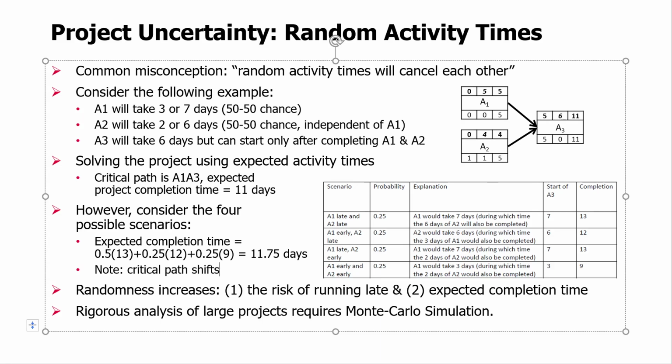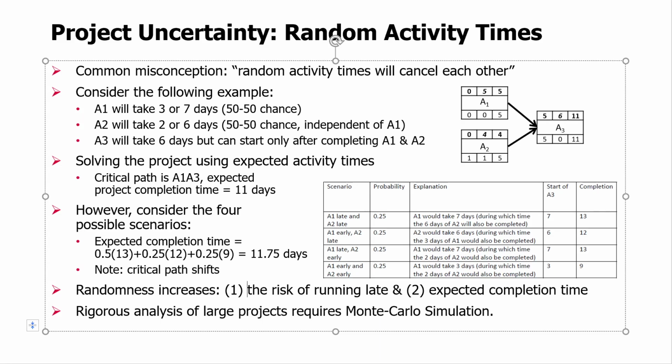So what I want you to see as the conclusion from this, right? Remember, we started from the fact that random activity times will cancel each other out. No, this is not true, right? If you have especially a lot of parallelism in the project, the risk of running late is actually increased by this randomness, and the expected completion time is actually higher than one would think by looking just at activity expected times and solving the project this way.